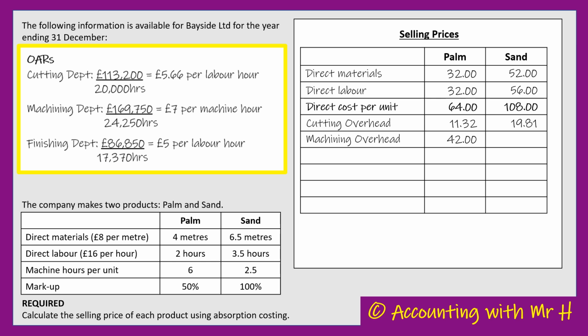And then to make a unit of sand, it only takes 2.5 machine hours, it says in the table. So 2.5 times 7, £17.50 is the amount to be absorbed by each unit of sand.